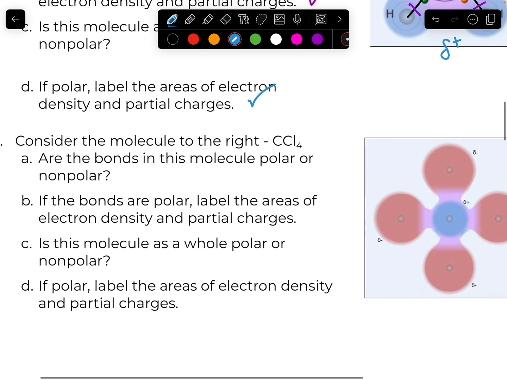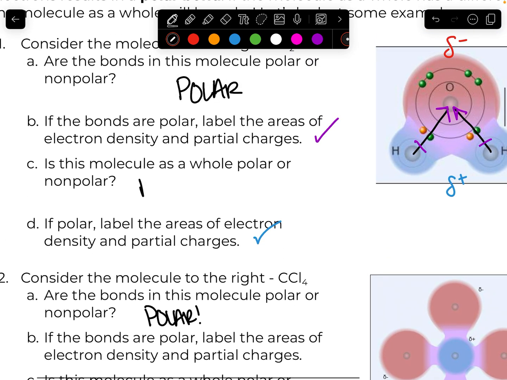We have to first decide, are the bonds in this molecule polar or nonpolar? So we grab our electronegativity table, we find carbon, we find chlorine, we take the difference between the two, and we end up seeing that the difference in electronegativities is less than 0.4. If the electronegativity difference is less than 0.4, that indicates that these bonds are in fact polar. Oh, I forgot to write this up here. The molecule is also polar.